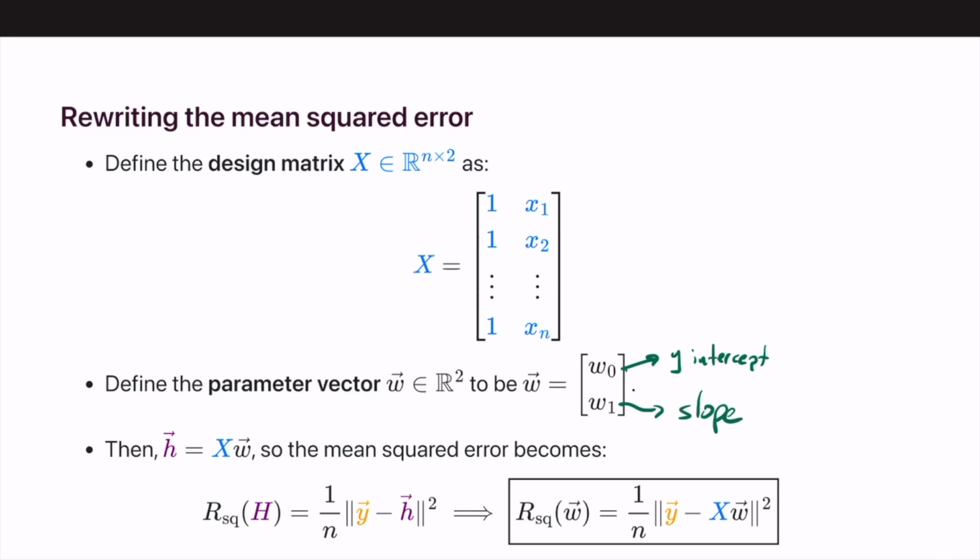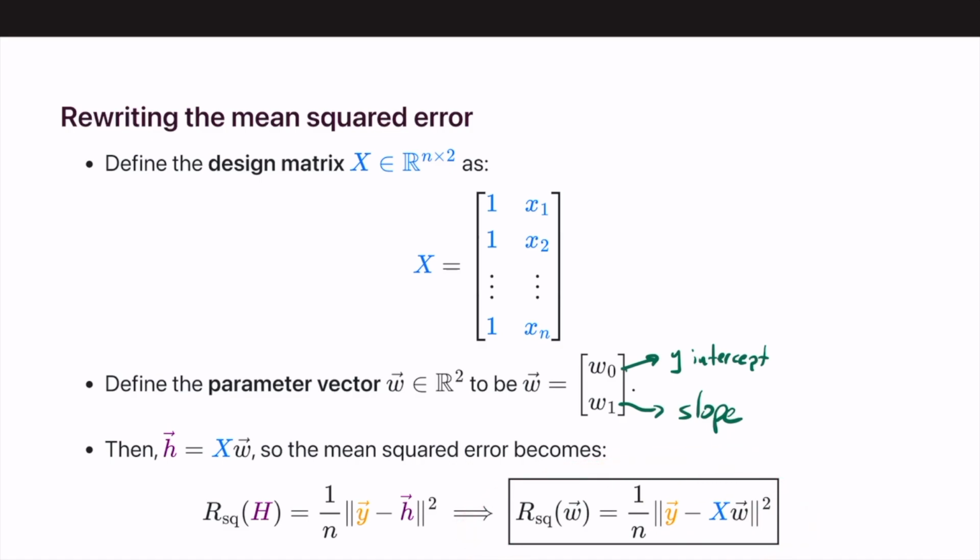and w sub 1 is still our slope in this case. And before we had the y vector minus h vector as being our error vector. And we've taken this h vector, which has our hypothesis function kind of built into it, and we've broken it apart into this design matrix times this parameter vector, this X times w vector. So that's all we've done. We've just essentially rewritten mean squared error in this new format.